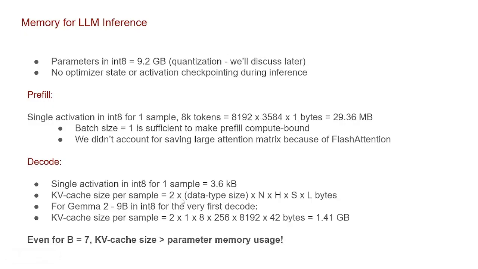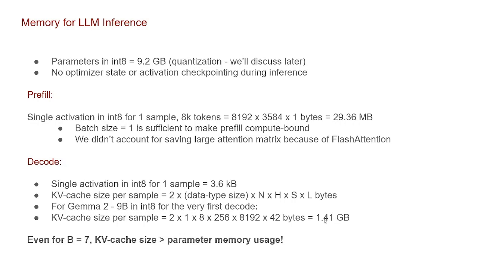But the KV cache for every sample is this much, because we have key and value matrices to store, and whatever the data type size is, this is the number of heads, the attention head dimension, and these are how many tokens have already been processed in the cache before. And because we save the KV cache per layer, it's multiplied by N. If we do this calculation for a particular model in int 8, we have 1.41 GB per sample.